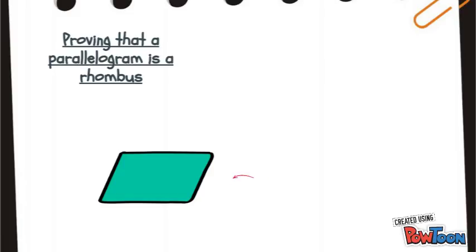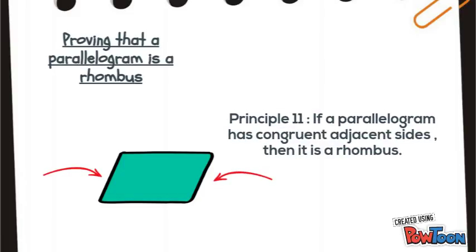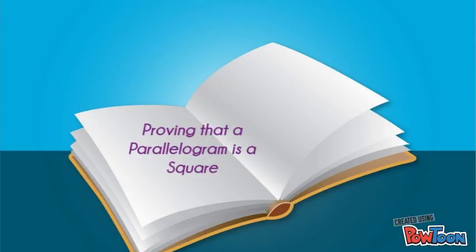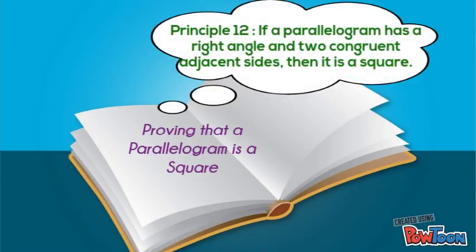Proving that a parallelogram is a rhombus. Principle 11. If a parallelogram has congruent adjacent sides, then it is a rhombus. Proving that a parallelogram is a square. Principle 12. If a parallelogram has a right angle and 2 congruent adjacent sides, then it is a square.